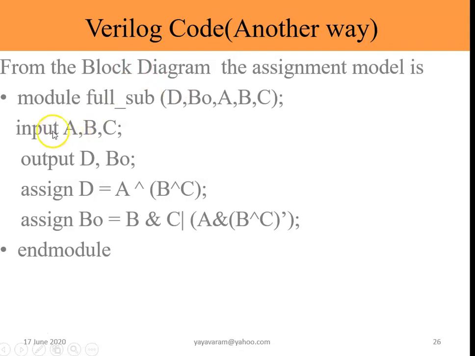You see, Verilog code, input A, B, C, outputs are D comma B naught, that is borrow. Assign D is equal to A XOR B XOR C. What is borrow? B naught is A complement dot B XOR C, and so on, in the same way. Like this, you can easily write the data flow model code for any gate or for any digital system.